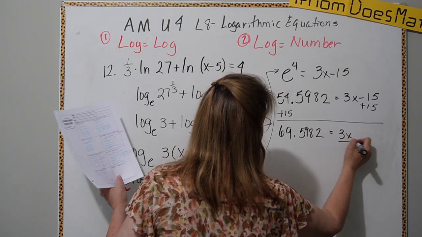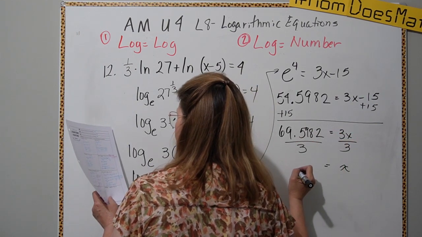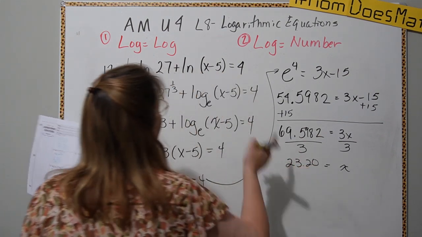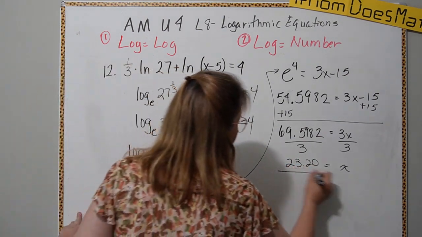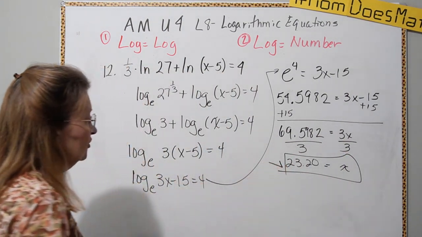Equals 3x. Then we're going to divide both sides by 3. So x is equal to 23.20. And you can fill that in, use your calculator, and you will see that it checks. So you're all good there.